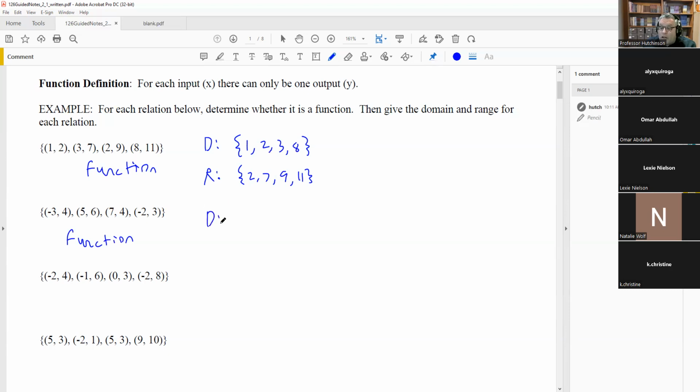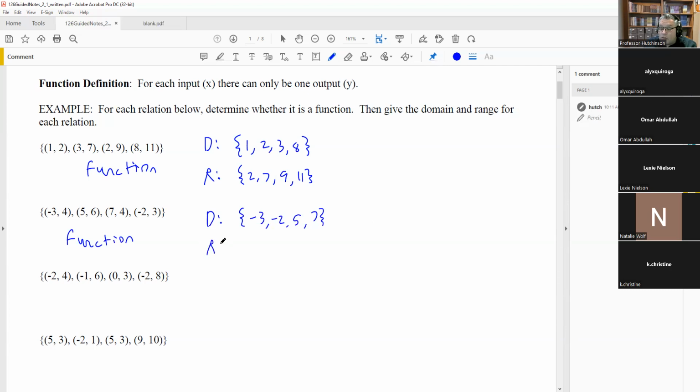So for your domain, it's going to be all the x values that this uses. You don't have to put them in order. I usually do put them in order from smallest to largest, but you don't have to. If you put that in Open Math, it'll still accept it. So -3, -2, 5, and 7 we have for that. Those are just all the x values that this is using.